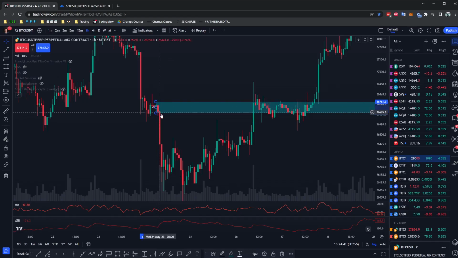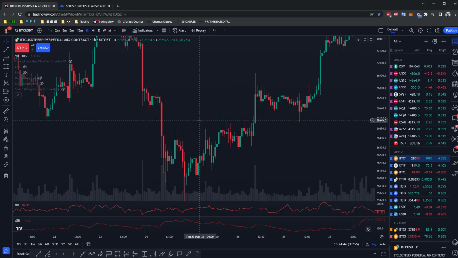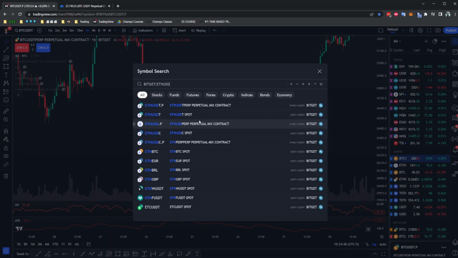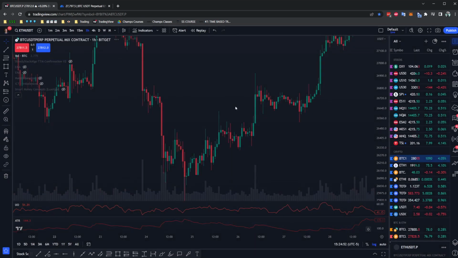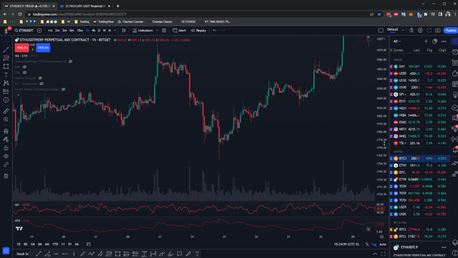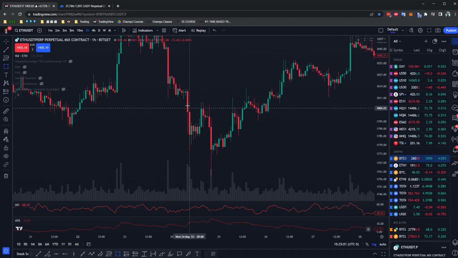Actually, this was the trade that we took. I thought this was familiar. Hold on. Get ETH perpetual MEXC. I have no idea what that is, but okay. I'm looking on the 24th. There you go. All right, this is the trade that we took on MEXC.